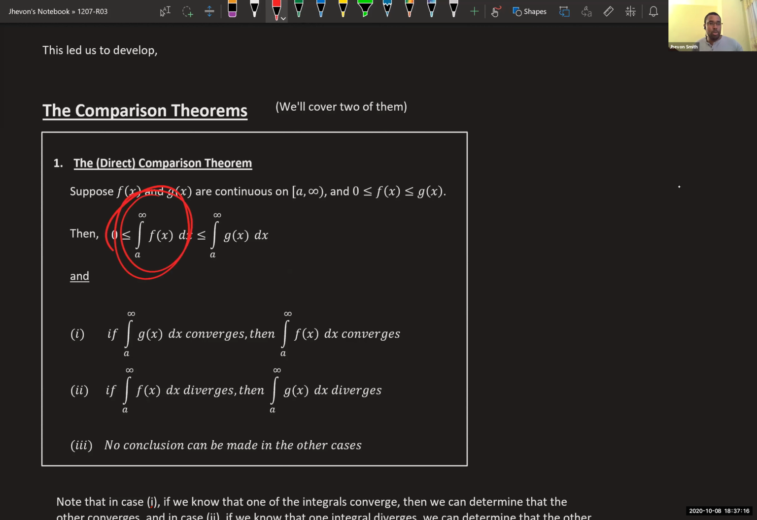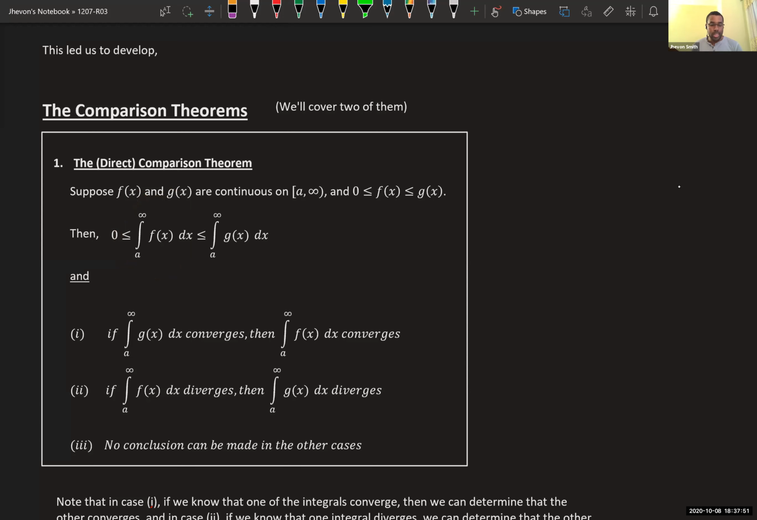Because the outputs of this function are always 0 or bigger, if it adds up and it diverges, it's going to diverge off to infinity. So if the smaller guy diverges, then necessarily the bigger guy will also have to diverge. If I know that the smaller guy diverges, I know that the bigger guy diverges. If I know that the bigger guy converges, I'll know that the smaller guy also converges. So I can tell how one will behave by knowing how the other behaves in two very specific scenarios.